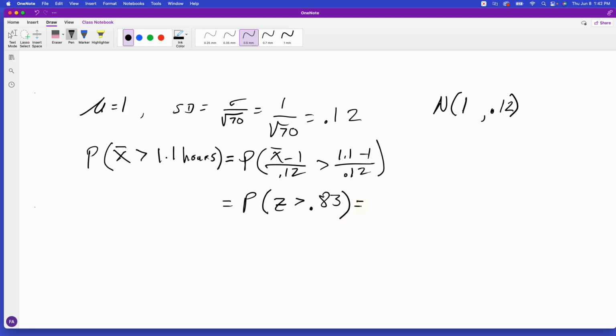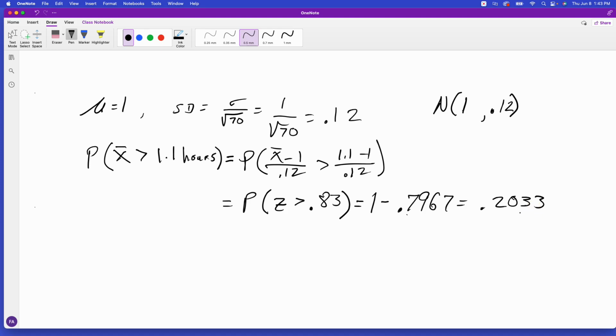If we want z to be greater than, remember our z-tables give values for z being less than, so we'd have to switch this. It's going to go the other direction, so 1 minus whatever this value is. When you look at your z-table, you're going to find 0.8 on there, and go over to 0.03 in the other column, and find what value matches up. That matches up with 0.7967, which gives us a grand total of 0.2033.